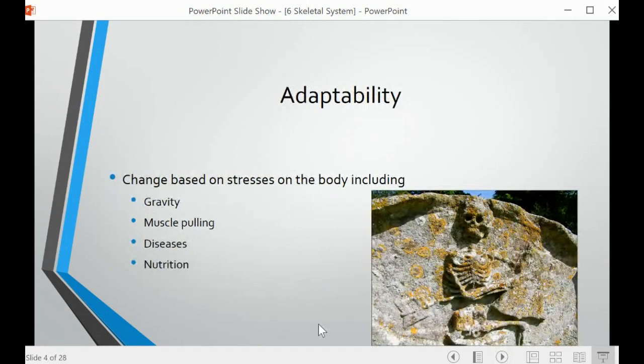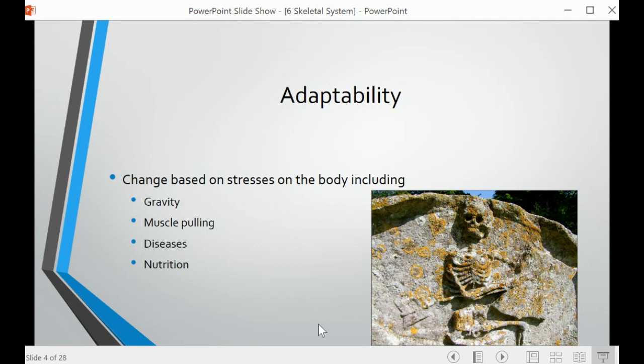Okay. So your skeleton is really cool because it actually has the ability to adapt. And what it does is it's called remodeling. Okay. And so remodeling actually occurs based on gravity and muscle pulling. So every time we lift weights, for instance, every time we're walking, every time we're fighting against gravity and our muscles are pulling against our bones, they are actually remodeling their structure and becoming stronger.